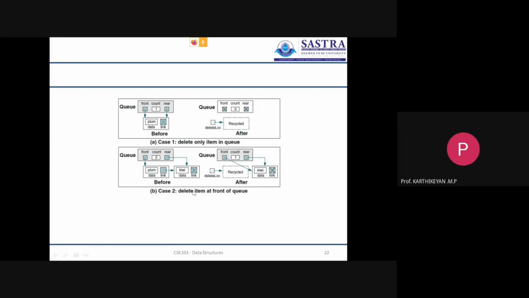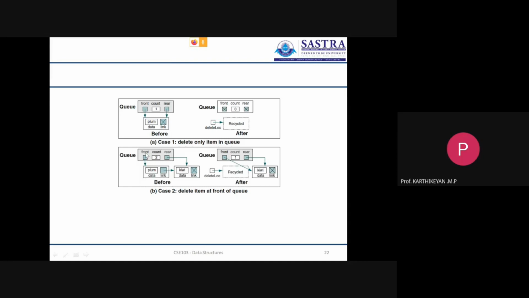And the second case, delete the item at the front of the queue. Now the front is pointing to plum. We need to delete this plum node. So before that, we should create a temporary pointer and make it point to plum. That is the first step.